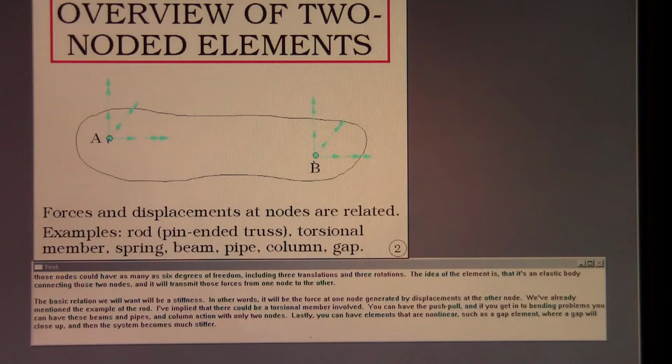And we've already mentioned the example of the rod. I've implied that there could be a torsional member involved. You can have the push-pull, and if you get into bending problems, you can have these beams and pipes and column action with only 2 nodes. And lastly, you can have elements that are nonlinear, such as a gap element, where a gap will close up and then the system becomes much stiffer.